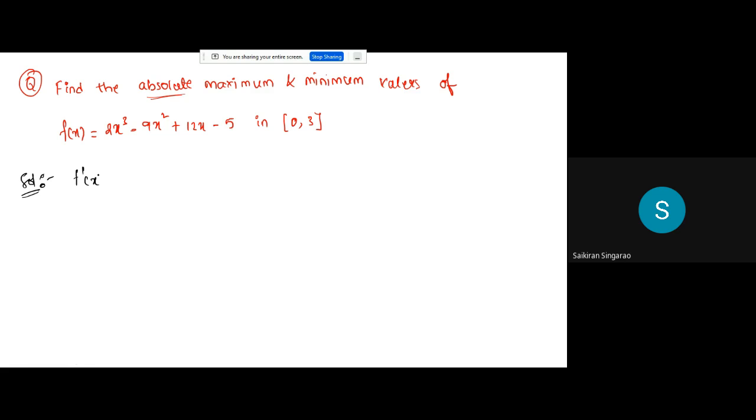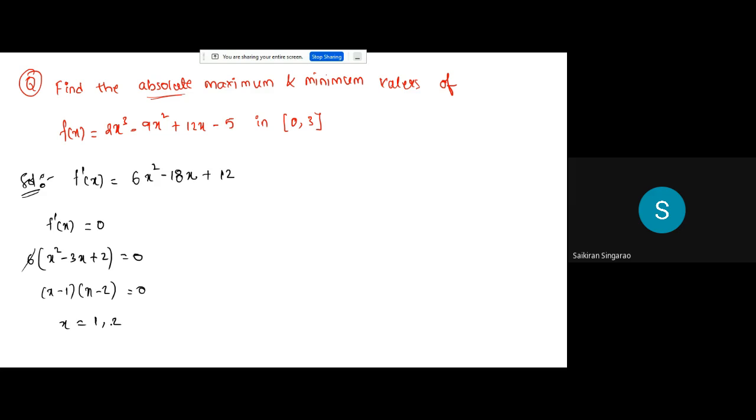If you do f dash of x, what are you going to get? 6x square minus 18x plus 12. So I have to do f dash of x equal to 0. So let me take 6 common. It will become x square minus 3x plus 2 equal to 0. Somehow this fellow will go that side and die. And this is minus 3 plus 2. So x minus 1, x minus 2 should be equal to 0. So x should be equal to 1 comma 2.